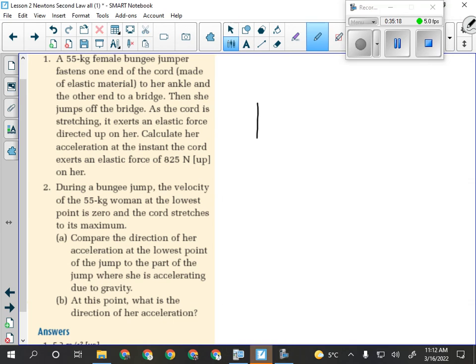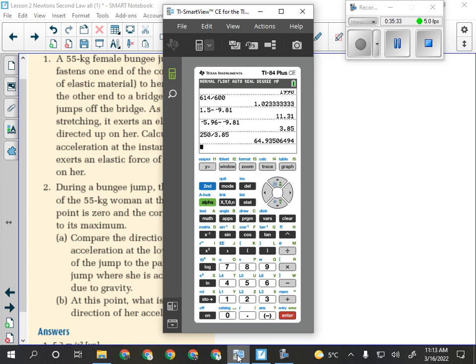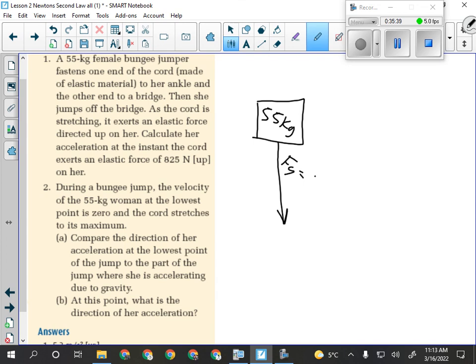So on this one here, we have the bungee jumper, and she's 55 kilograms. What force is this? Force of gravity, which we can calculate by going 55 times 9.81. So 539.55 newtons. And we've got the force of the bungee cord, and that is 825 newtons. So I've got the two forces. Can I find their vector sum?